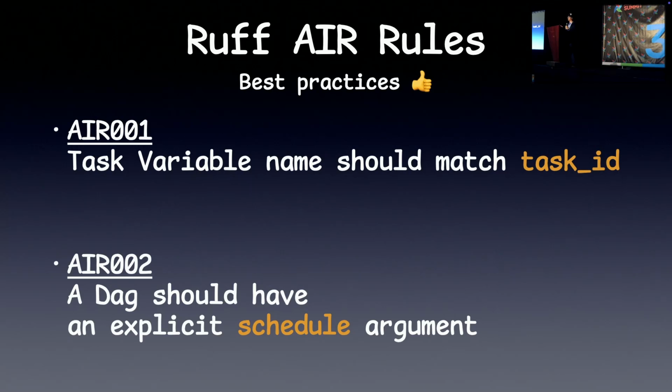They are not related to migration, but yeah, why not? So AIR001 means that your task variable name should match your task ID, and AIR002 will check whether your DAG has an explicit schedule argument or schedule_interval, if you are still using Airflow 1, which you probably shouldn't be.